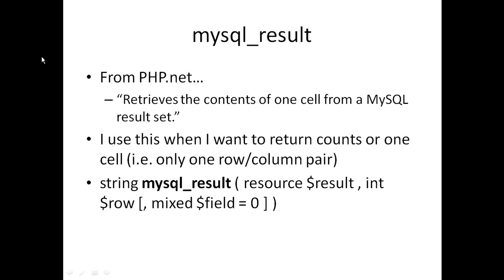You pass it the result resource as well as the row and ultimately the field. So if I just want row 0, field 0, I'll pass it 0, 0. The field is of a mixed type, I believe, because in addition you can pass it the column name. So it can be a string or an integer. That's why it's of a mixed type.